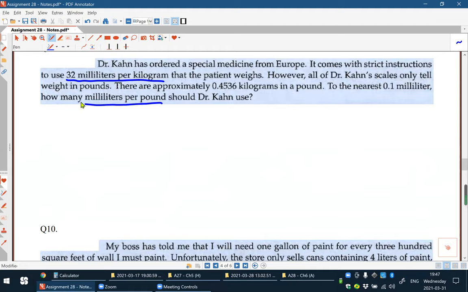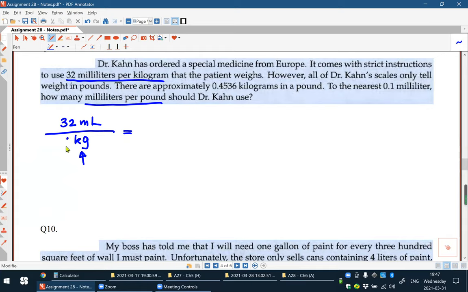Okay, the instruction says we shall use 32 milliliter per kilogram. This is according to the instruction, right? We want to convert it to milliliter per pound. That means we need to convert the kilogram to pound, right?